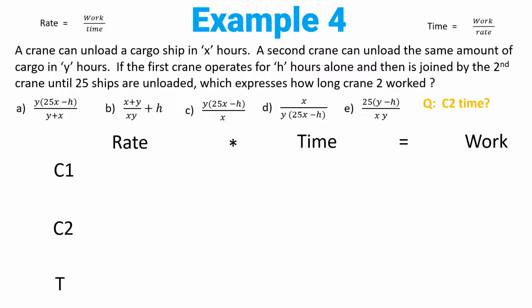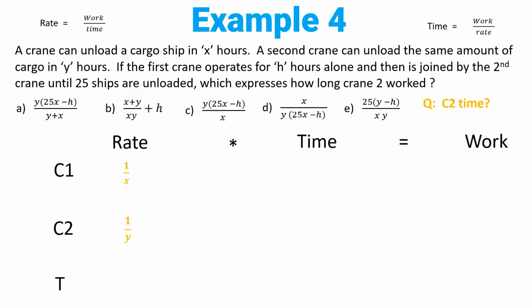First thing we're told, a crane can unload a cargo ship in X hours. Have we just been given time? No. Just like in the last example, we have just been given rate. 1 cargo ship in X hours. Rate is work over time. Crane 1's rate is 1 over X, which means crane 2's rate must be 1 over Y.